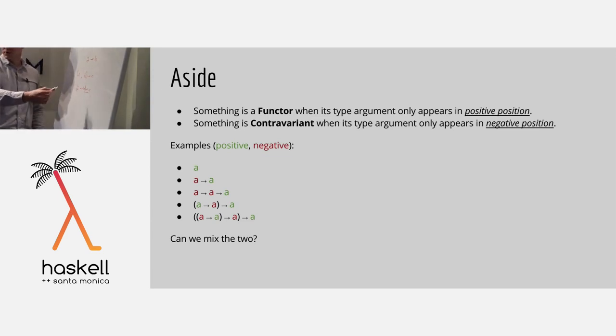Okay, so every time you go into a function arrow on the left, you flip the polarity, okay? This one is positive. Because I went inside two function arrows on the left, I flipped twice and now I'm positive again. So A is positive, right? So the rule is I can make a functor when the type argument only appears in positive position.